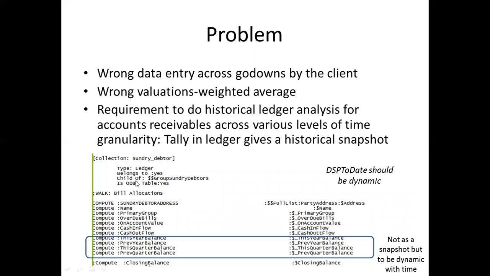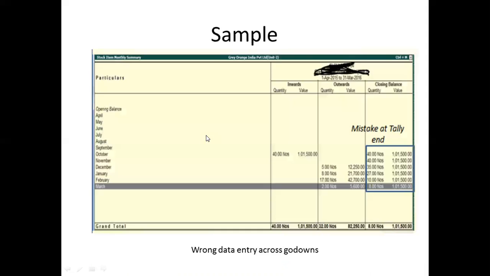So, the way it comes out is, suppose I look at how it is different. Suppose I pick up a collection here, which is type of ledger, type of group sundry debtors. But you see here, Tally offers certain snapshots. Now, this snapshot needs to be more dynamic based on the display to date in your Tally schema, right? That's what we propose to do.